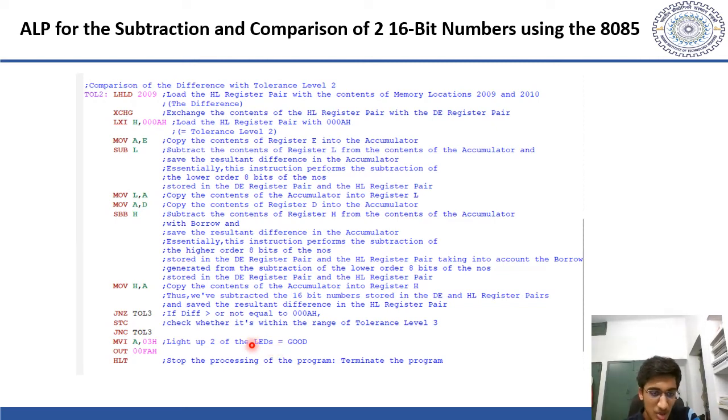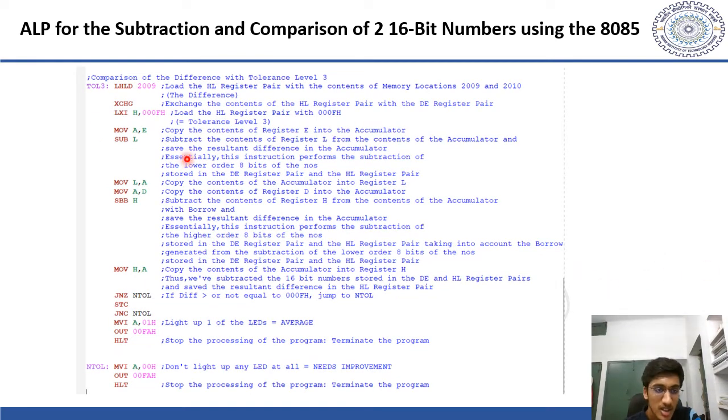So in order to light up 2 of the LEDs, we would essentially be required to provide 2 ones as bits, and consequently that corresponds to the code 03H, and this is given to the output port 00FAH as before. Then we note again, as in the previous case, that if tolerance level 2 is not met, then we go on to finally check tolerance level 3.